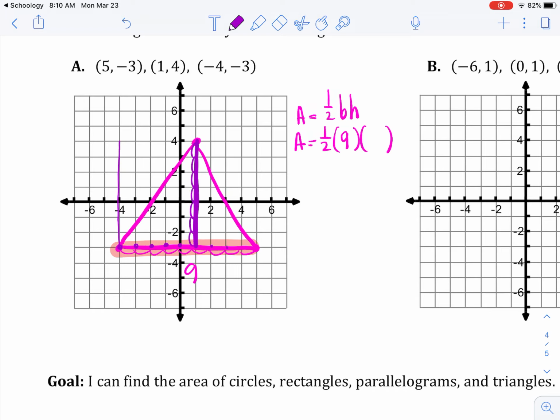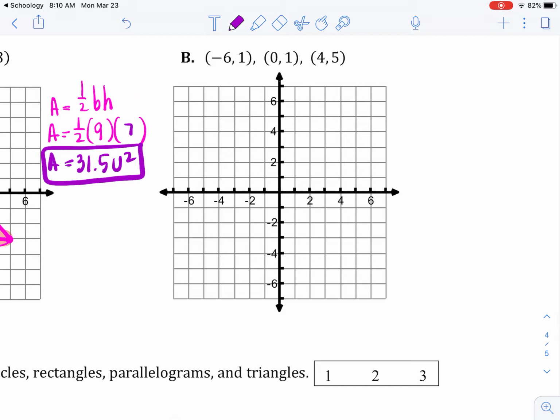All right, count that. 1, 2, 3, 4, 5, 6, 7. All right, 9 times 3 divided by 2, or 0.5 times 9 times 7, 31.5 units squared.